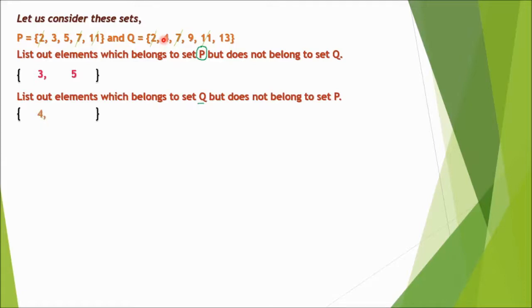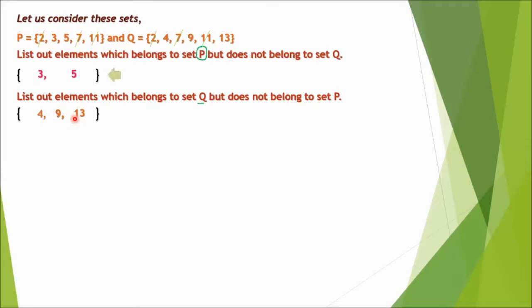The remaining ones in Q are those elements which belong to Q, and the remaining ones in P are those elements which belong to P. So the remaining elements of set P, 3 and 5, only belong to P. They only lie in P. And 4, 9, 13 are those elements which only lie in Q.